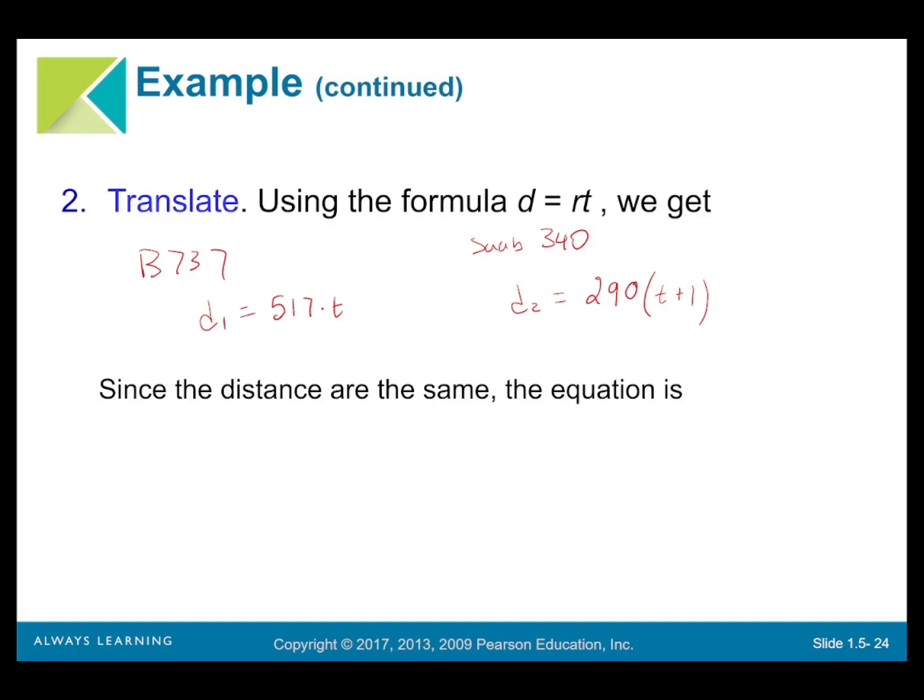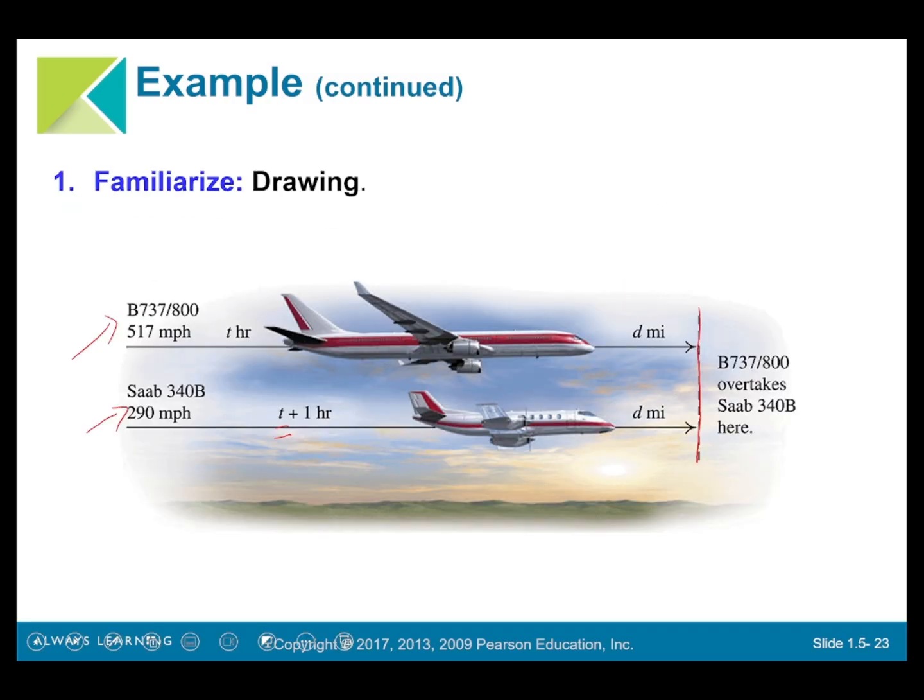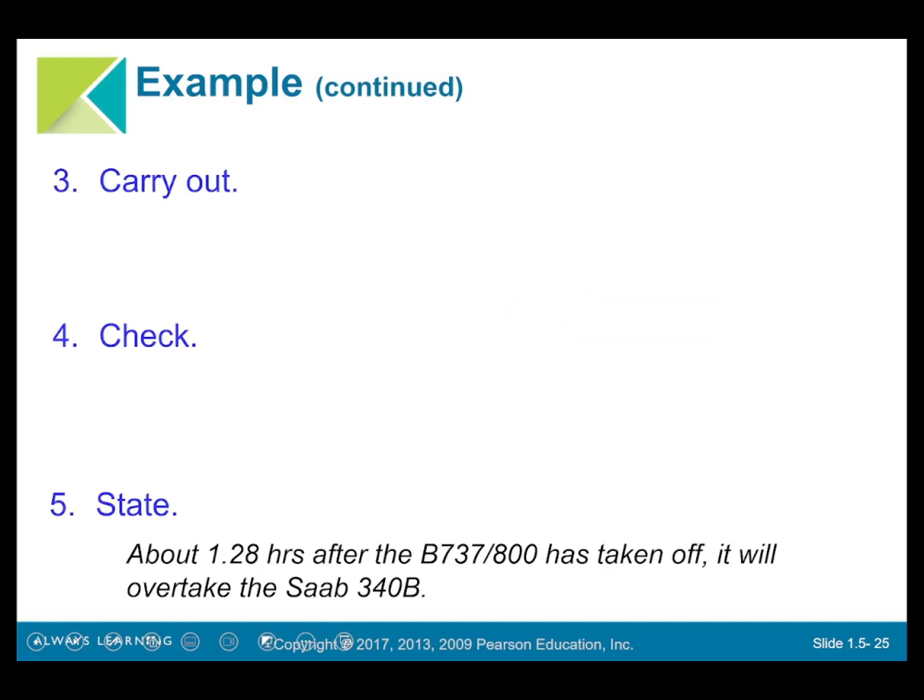And since we want to know when the distance is the same, we're actually just going to set these two equal to each other. Okay, and that is what we're going to have to solve now. So we want to carry that out. 517 T equals 290 T plus 1. I'm not going to do anything to the left-hand side yet, but I am going to distribute the 290. And it looks like that.